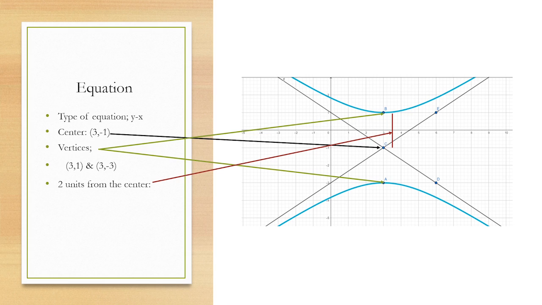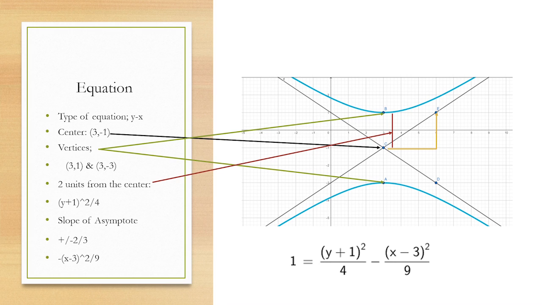And we can do that by looking at the asymptotes. Both asymptotes should have the same slope, and if we measure it, it will give us plus or minus 2 over 3. As we know the slope is the change in y over the change in x, we confirm that the denominator of x is 9, because it's equal to 3 squared. And now we have our equation. (y + 1)² over 4 minus (x − 3)² over 9 equals 1.